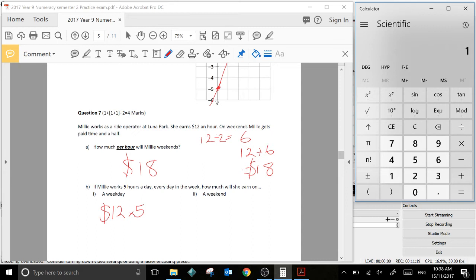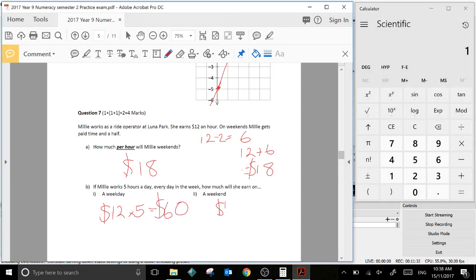So she will earn $60 on a weekday, and on a weekend, she's earning $18 an hour, so it's going to be 18 times 5, because she's working 5 hours still. So 18 times 5 gives us $90. So then that's that one done.